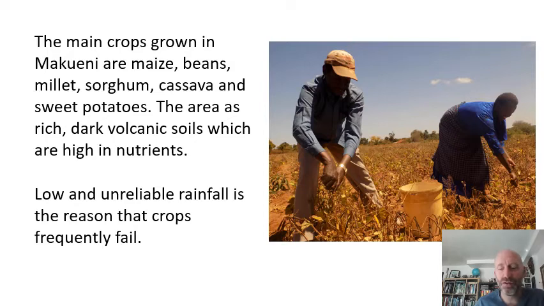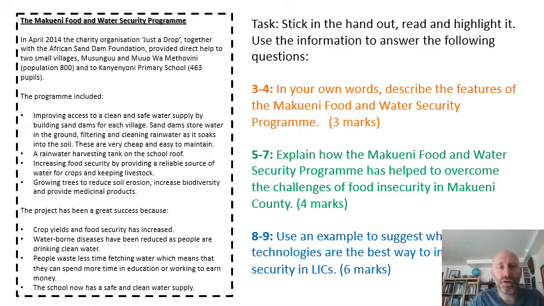So obviously the solution is to find a way of making the crops more reliable, but doing so in a sustainable way. So here is a bit of information about what the Makueni Food and Water Security Programme is. I want you to read that, and then answer 3 questions based on the information there: describing what it is, explaining how it works, and suggesting why this might be a good way for low-income countries to try and improve their food security.